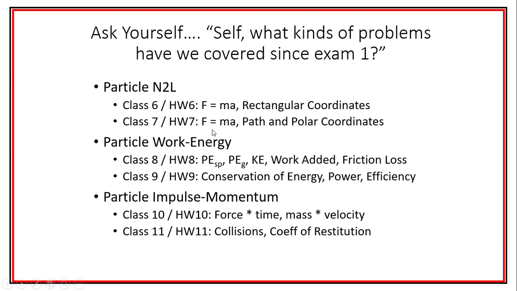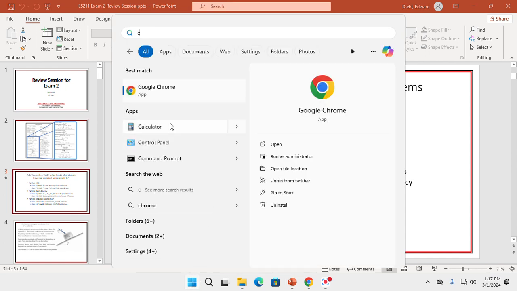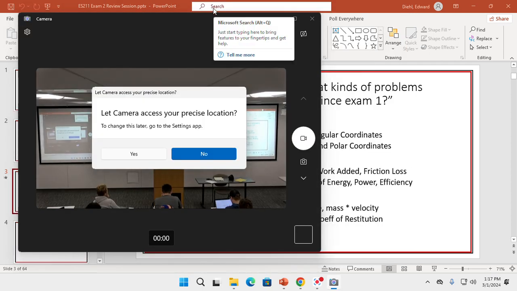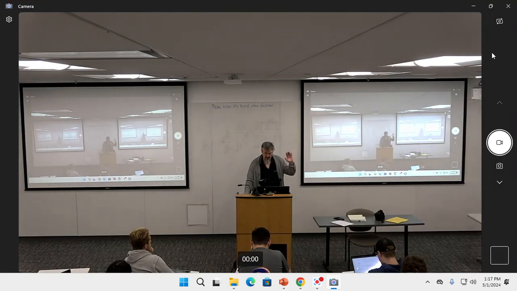So a dependent motion problem. Try. Let's see. Okay. Camera. You didn't know my location. Oh, there I am. Get this right side up.